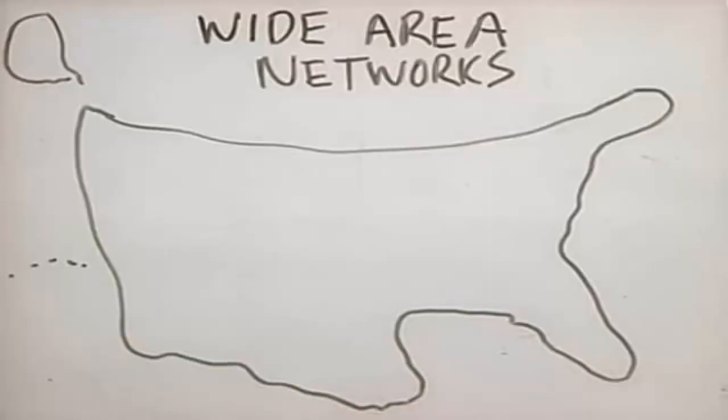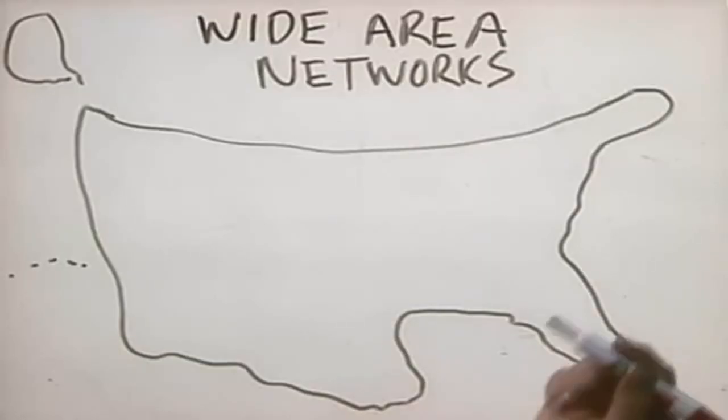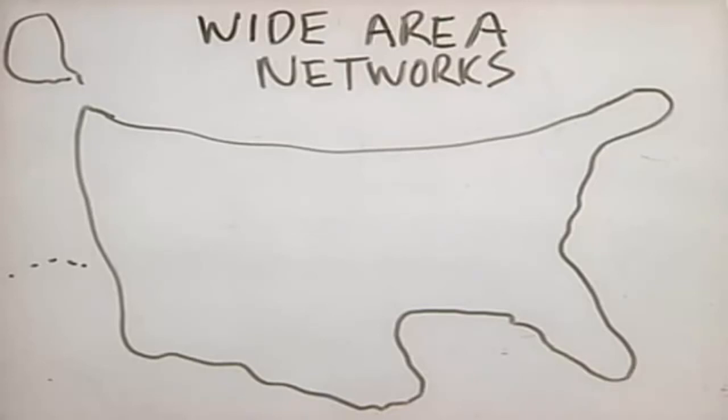Now, it's also possible to have a computer network where the networks and the hosts are very widely distributed geographically. When we have that situation, we're talking about a wide area network. Basically, a wide area network is a group of interconnected LANs, local area networks, that are separated geographically.